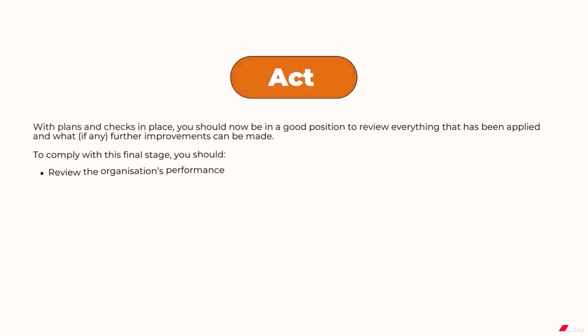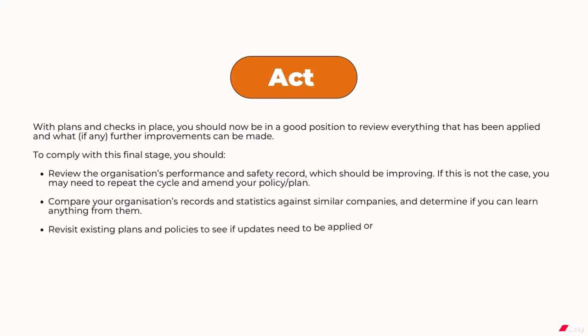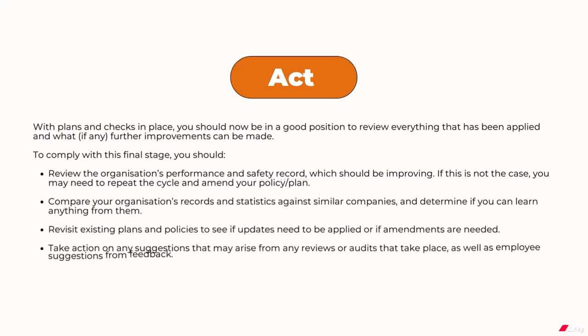Act. With plans and checks in place, you should now be in a good position to review everything that has been applied and what, if any, further improvements can be made. To comply with this final stage, you should review the organization's performance and safety record, which should be improving. If this is not the case, you may need to repeat this cycle and amend your policy or plan.